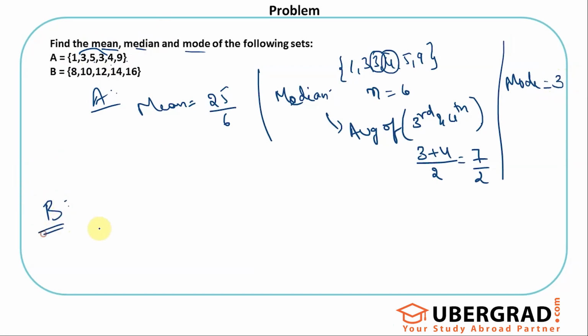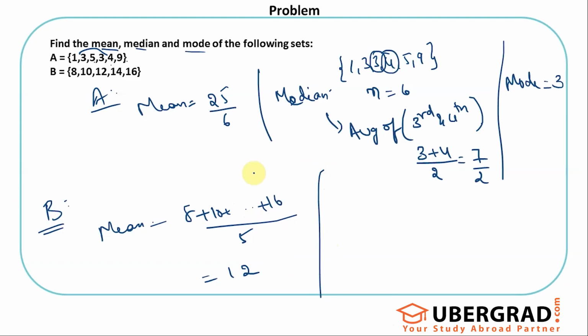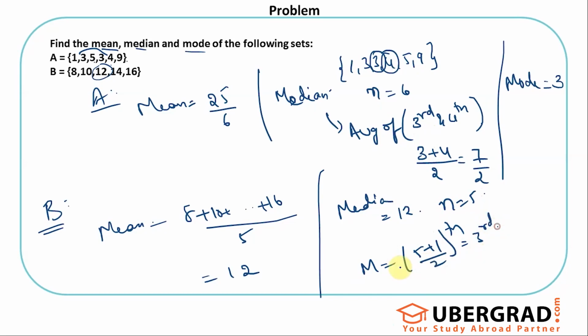Similarly for set B, what is the mean? It's 8 plus 10 plus 16 by 5, there are 5, so it will come out to be 12 for sure. Even if you do it, you should ideally be getting 12. Because they are consecutive even numbers, the middle term would be the average. The median is also simply 12 because it's already arranged in increasing order. What is the number of elements? I have 5 elements. So the median is the 5 plus 1 by 2th term, that is the third term. What is the third term? First, second and third, so 12 is the answer.